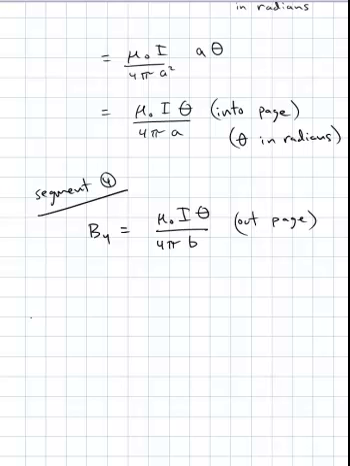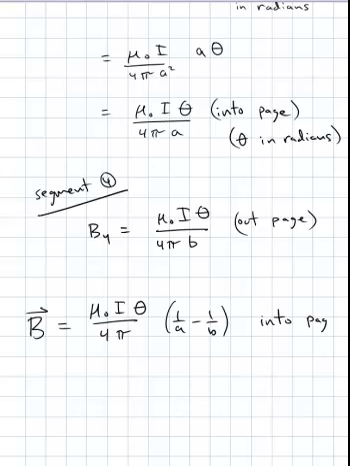So B, our total magnetic field at the origin due to all the parts of this wire, all segments of the wire, the whole wire, is mu naught I theta over 4 pi, times 1 over A minus 1 over B, because they're pointing in opposite directions. And let's see, A is always smaller than B, which means 1 over A is going to be bigger. This is a positive number, so I'll just write into page.